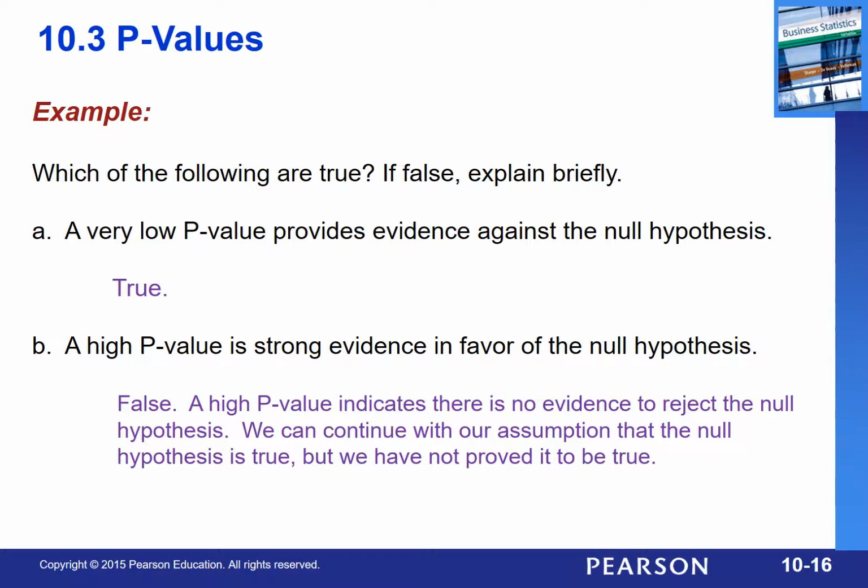This is the one you might have called true, but it's actually false. A high p-value just says there's no evidence that it's not untrue. Oh, I know, so many negatives. We can continue with our assumption that the null hypothesis is true, but we can't really prove it to actually physically be true. Again, we don't declare innocence. We don't declare something true when it comes to hypothesis testing. We only say it looks like the evidence points this way, it looks like the evidence points that way. So be careful.